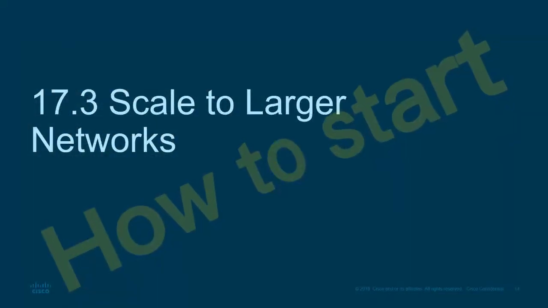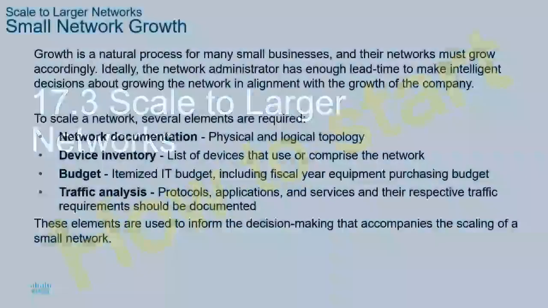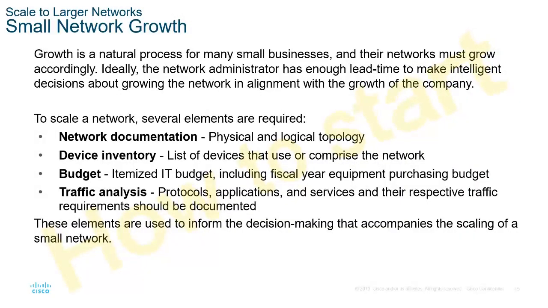The next section is scaling to large networks. Again, networks grow, and so that means the networks have to be scalable. How do we ensure that networks can scale? Four main areas: documentation of the way the network is set up, configured, and structured, both physically and logically. Inventory. What devices are there? What model numbers are they? What ports, what speeds, age of the equipment. All of that needs to be there. That way, we can grow accordingly.